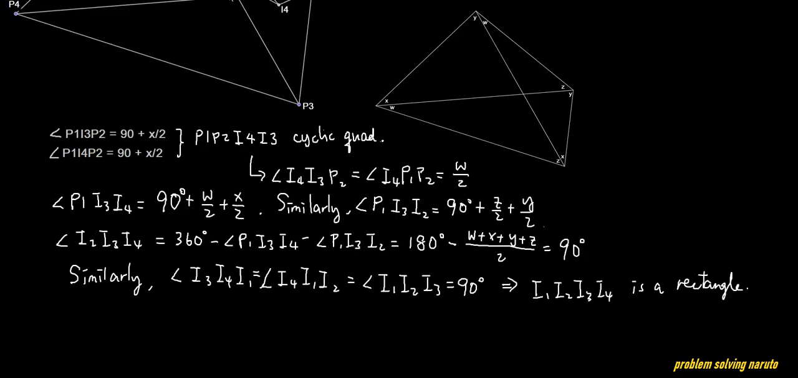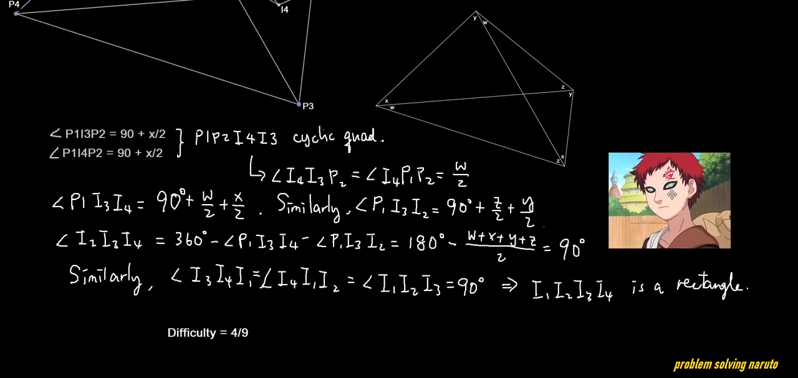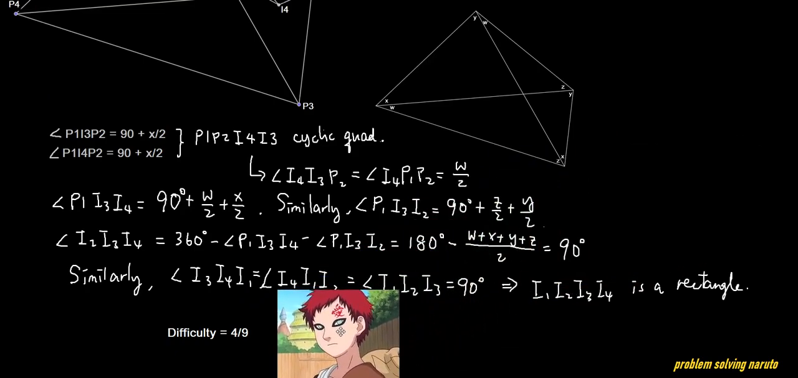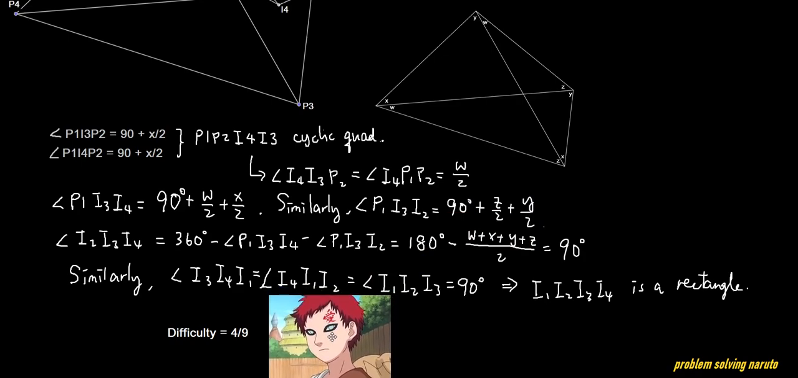Yeah. So to conclude, what would be the difficulty score? Well, I would say this is a low to mid-range difficulty for a national Olympiad problem. So I would say the difficulty is about 4 or 5. Maybe 4 out of 9. And this difficulty corresponds to Gaara. Okay. Yeah, let's put him here or here.